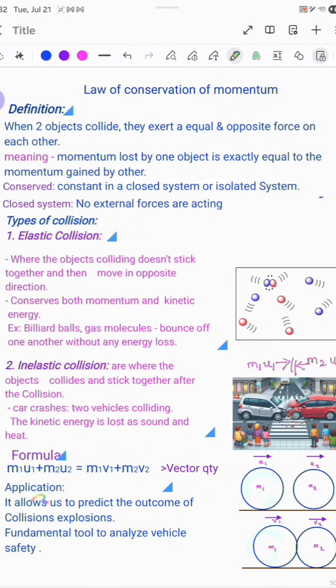The application is that it can be used to predict a collision's outcome. Sometimes it is used to analyze a vehicle's safety features, right? Where and how collisions can be avoided. And another use is in sports equipment designing.